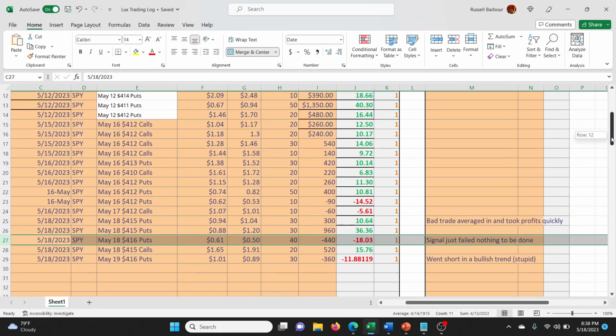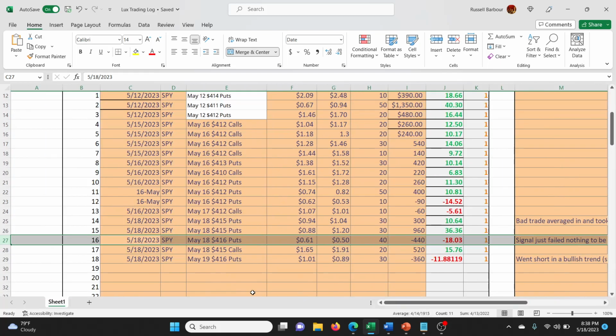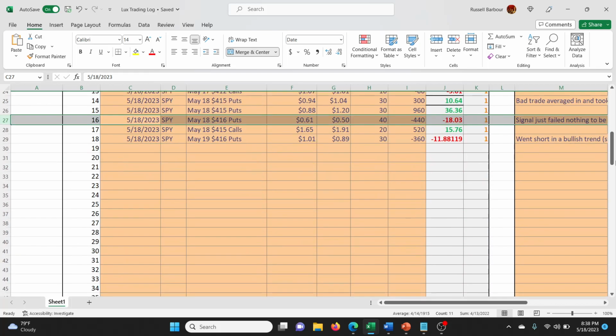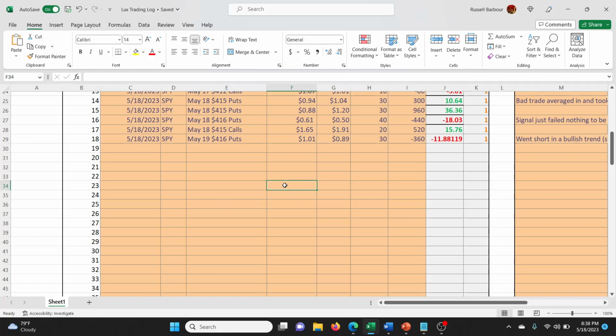Now we have 4 losses out of 18 trades. Let's just see what that is. That would be 14 out of 18 wins. So we're still at a 78% win rate, which is still awesome.